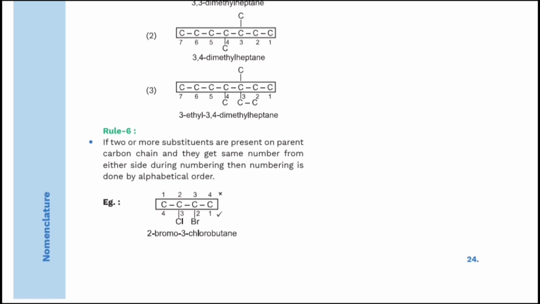Rule number 6: if two or more substituents are present on the parent carbon chain and they get the same number from either side during numbering, then numbering is done by alphabetical order.